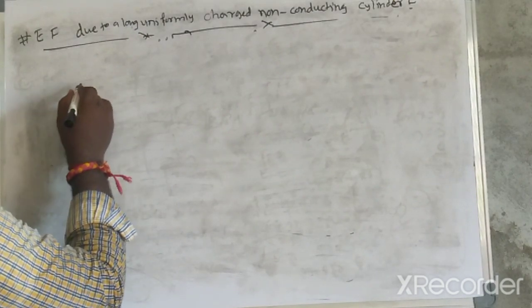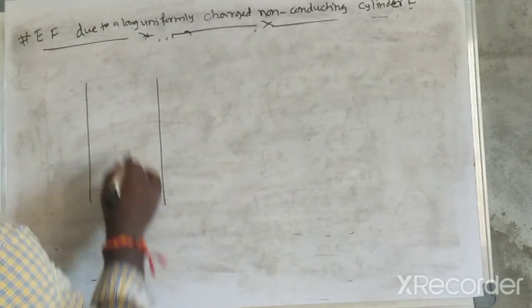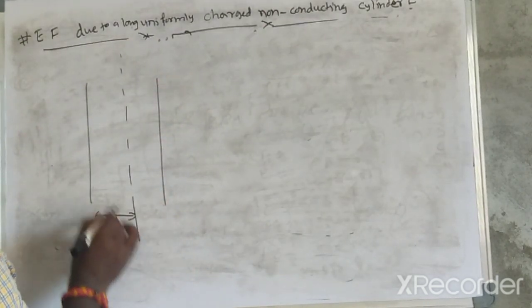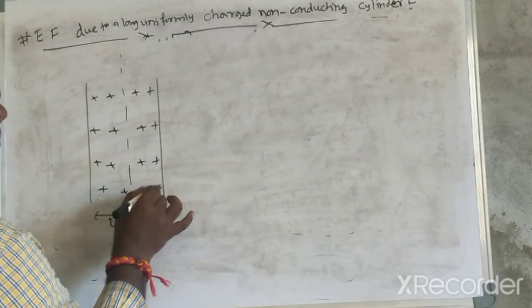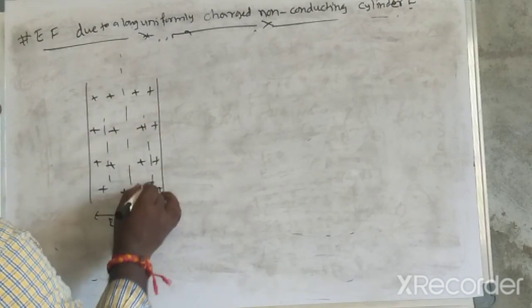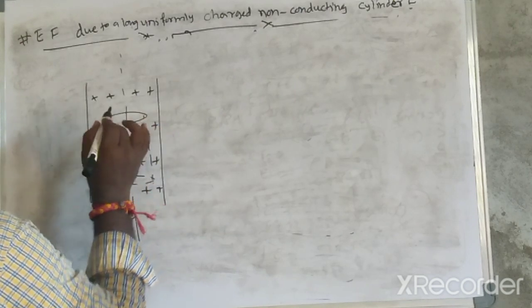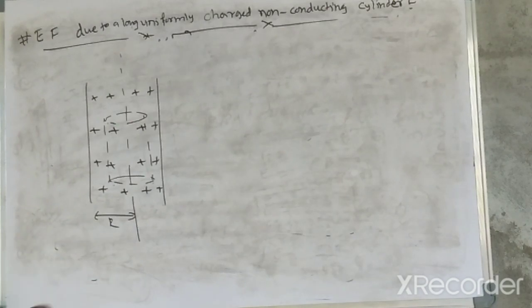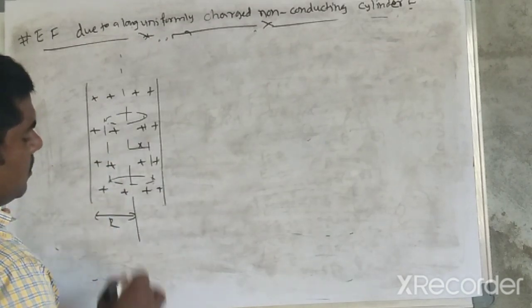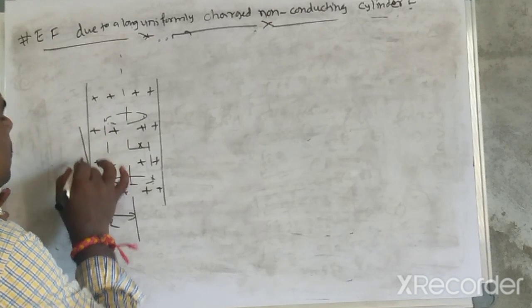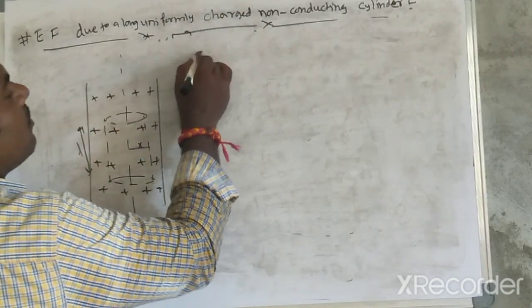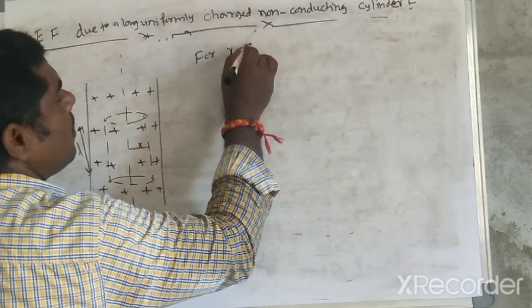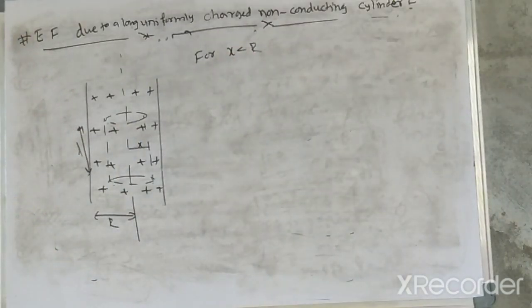So let us consider this cylinder. This radius is R. Here we draw the Gaussian surface, inside the cylinder. From here to here is the x distance, the radius, and this Gaussian surface cylinder length is L. Here the case is x smaller than the capital R, meaning inside the cylinder.